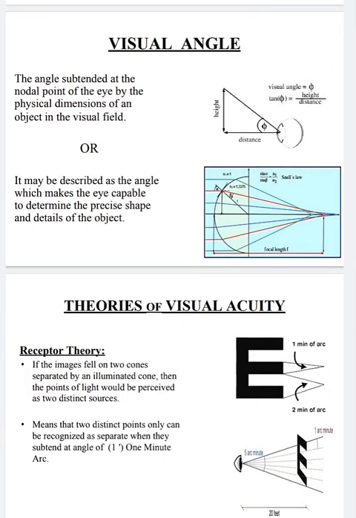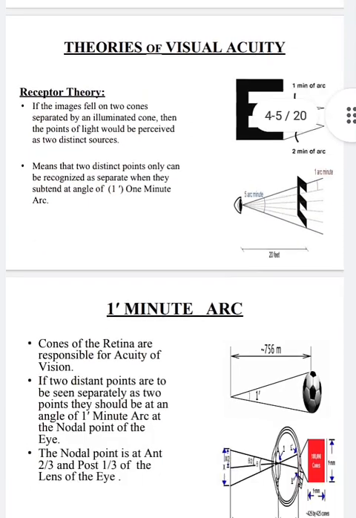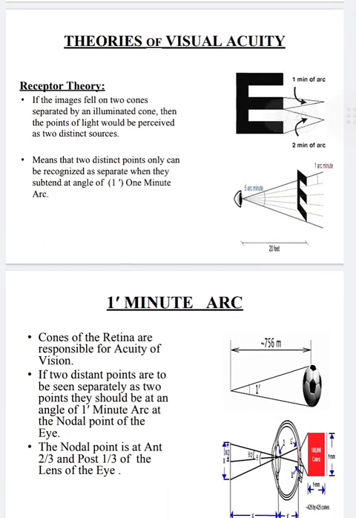Theories of visual acuity. Receptor theory. If the images fall on two cones separated by an unilluminated cone, then the two points of light would be perceived as two distinct sources. It means that two distinct points can only be recognized as separate when they subtend an angle of 1 minute arc. Cones of the retina are responsible for acuity of vision.